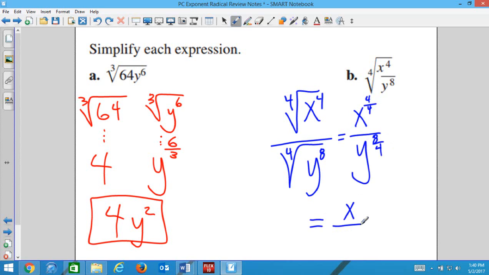What am I going to get? x over y squared. Do I need absolute value? Yeah. Do we start with an even root? Do either of those variables have an odd exponent? The x. So the x gets absolute value. The y doesn't. The x does.